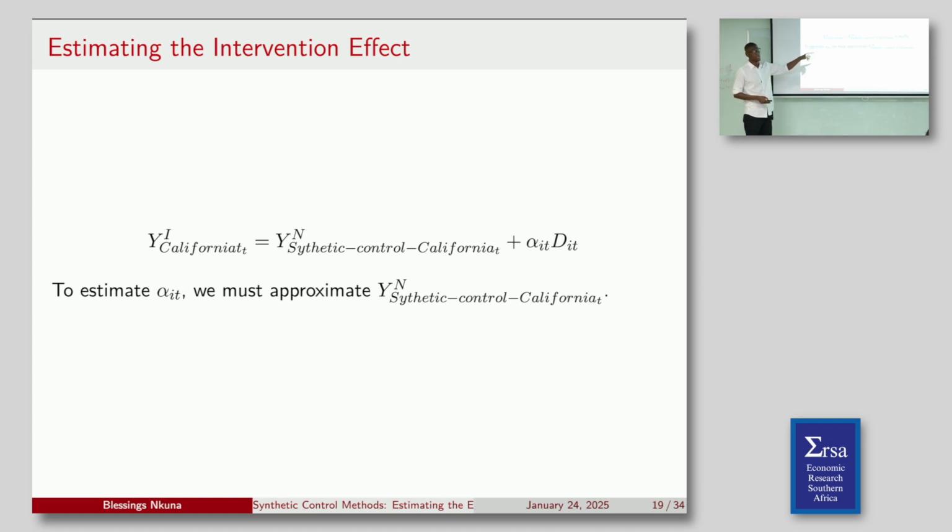And the dummy, the D-day, is 1 if you were treated and 0 if not. So if we're looking at, for example, the synthetic version of California, that would be 0, and then you just get the synthetic version of California.